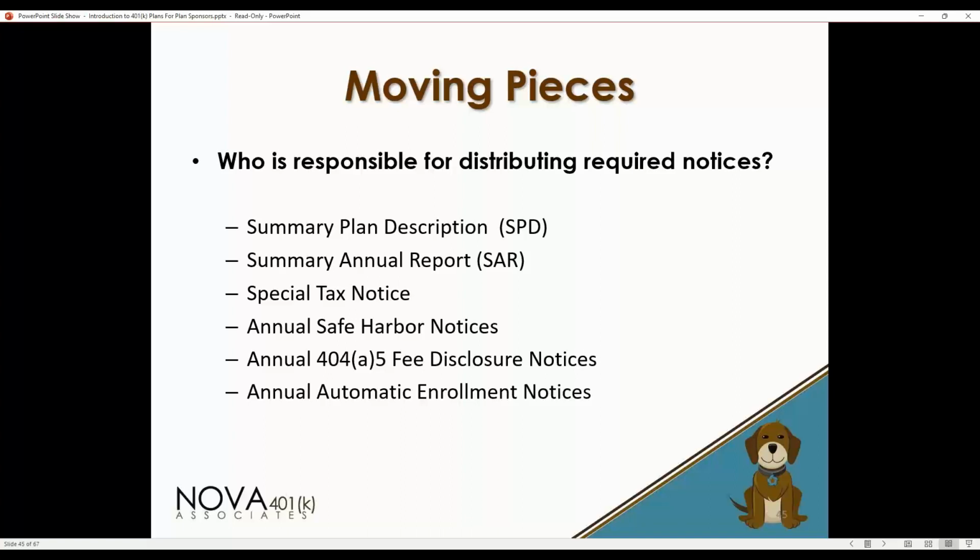The next one, 404a-5 disclosure notices. This is also a participant notice that discusses the fees that are allocated for the plan, whether it's from the fund or if it's a distribution or a loan fee. All of those are discussed in this annual notice that needs to be provided to the participants. And the last item we have here is the annual automatic enrollment notices. So if you have the provision of automatic enrollment in your plan, that notice must be distributed annually. And if you have a safe harbor plan that's also automatic enrollment, we typically advise that you distribute those at the same time, by December 1st each year.